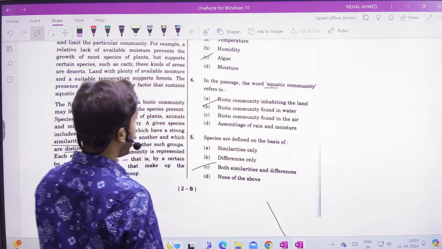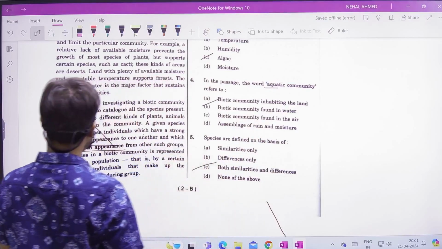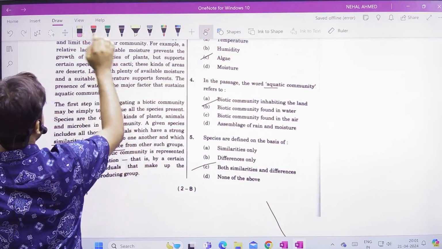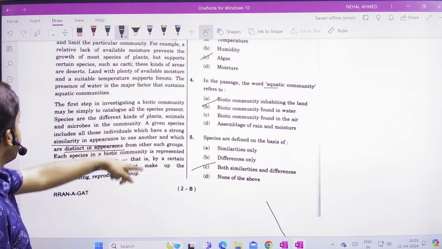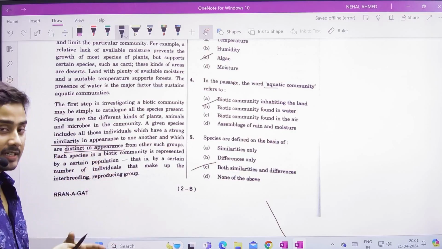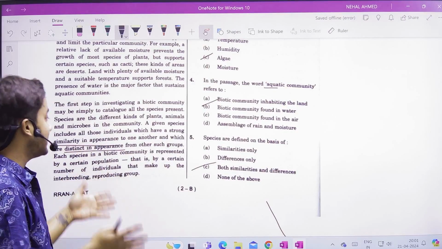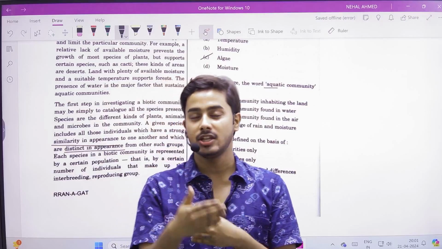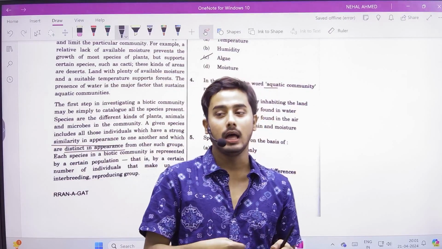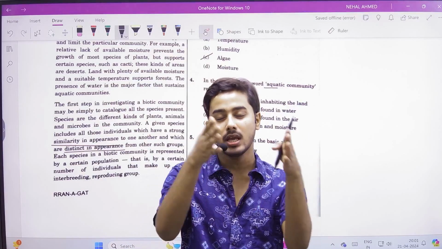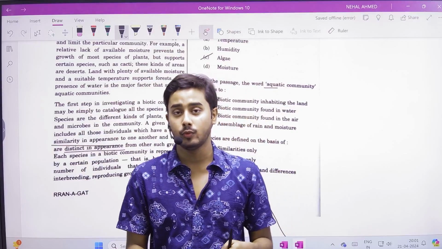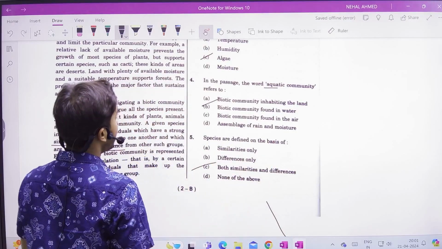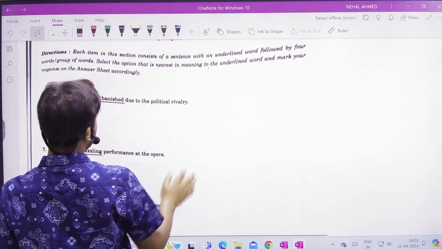Speaking about the last question that we have from the paragraph, species are defined on the basis of, so you see this is the line that reads it. A given species includes all those individuals which have a strong similarity in appearance to one another and which are distinct in appearance from other groups, right? So the similarities and the differences that they share among each other both help us ascertain which is what species, and that is exactly the basis on which we divide the species. So species are defined on the basis of both similarities and differences. Let's go to the second section of the question paper.